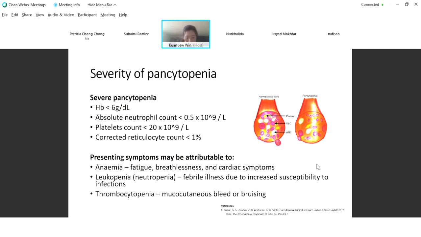The presenting symptoms of pancytopenia may be attributable to the anemia, leukopenia, and/or thrombocytopenia. With anemia, they can present with fatigue, breathlessness, and cardiac symptoms such as chest pain and palpitation. In neutropenia, they can present with febrile illness due to increased susceptibility to infection, and patients with thrombocytopenia may present with mucocutaneous bleeding or bruising. Thus, pancytopenia should be suspected in any patient with unexpected anemia, prolonged fever, and bleeding tendency.